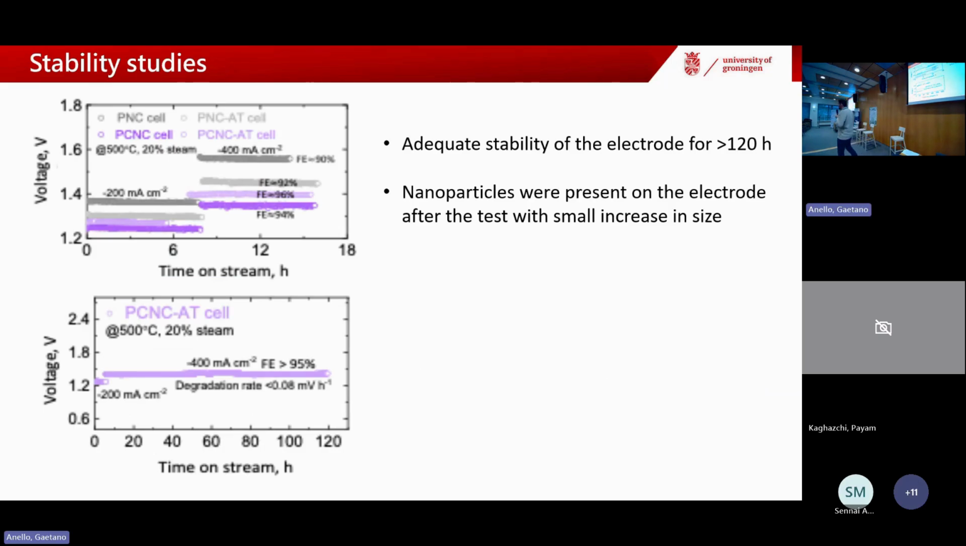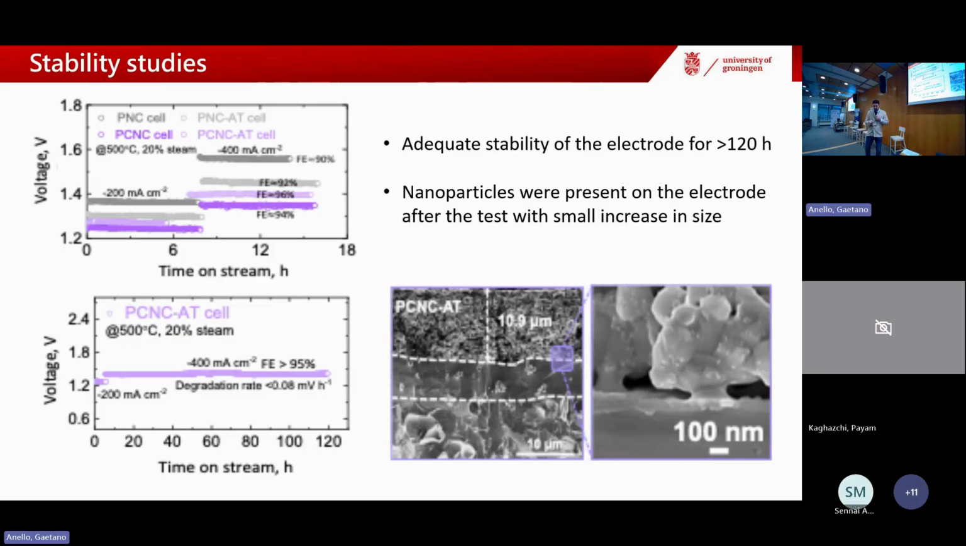Also, the materials were quite stable. We did the performance for several hours. You see here that we tested the best calcium doped material for more than 120 hours. It's the same sample like this one. So initially we tried with different current densities and then with a continuous study. And then we also checked the interface after the test.